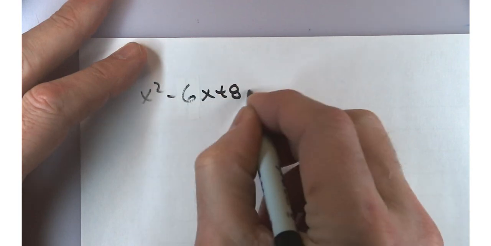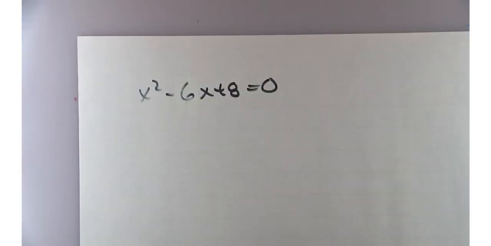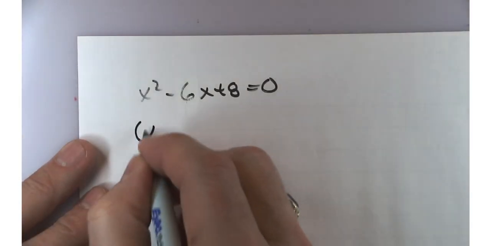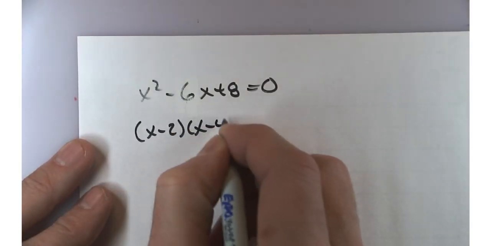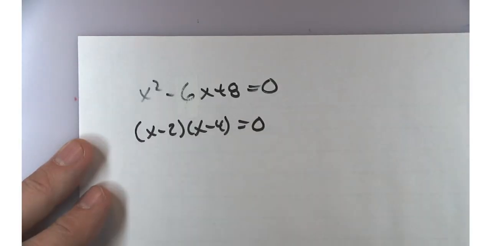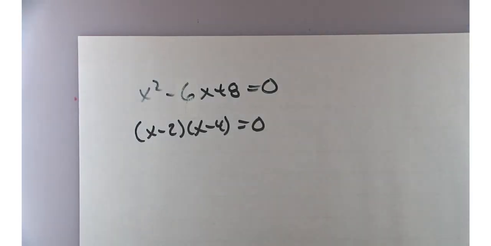6. And why did I start with that? Well, because it factors pretty easily, right? I think if you're at this level that you should have no problem with this. x minus 4, x minus 2 equals 0. It worked out pretty easily.